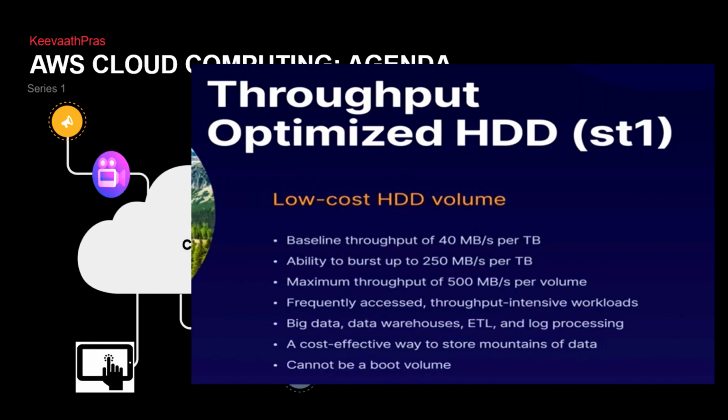So the throughput, we also have a throughput, and then we also have a cold. We saw GP1, GP2, IO1, IO2, and now the throughput, which is called the ST1. The throughput is low cost, 40 megabits per second per terabyte, with the ability to burst up to 250 megabits per terabyte. It is for frequently accessed, throughput intensive workloads, like big data, data warehousing, ETL, and log processing. It is a cost effective way to store mountains of data, and it cannot be a boot volume.